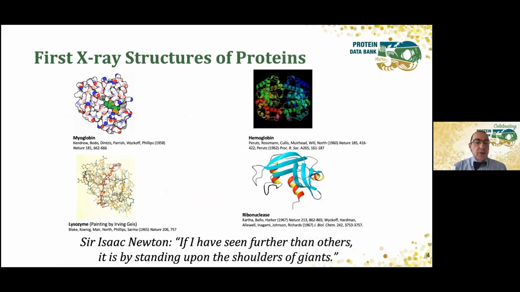The first enzyme structure to be published was that of lysozyme, depicted here in a painting that was from the work of Irving Geis, who became the premier molecular illustrator in structural biology for many years. And then other enzyme structures that followed soon thereafter included ribonuclease, depicted here, and from Fred Richards' lab, and carboxypeptidase A from the Lipscomb lab at Harvard.